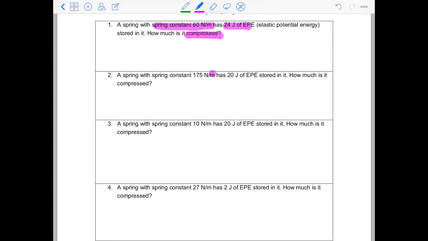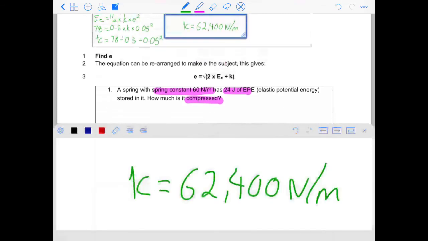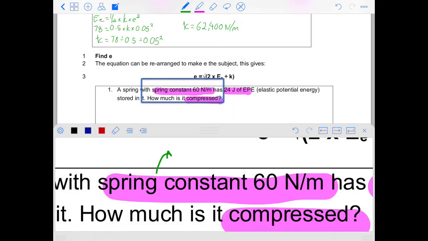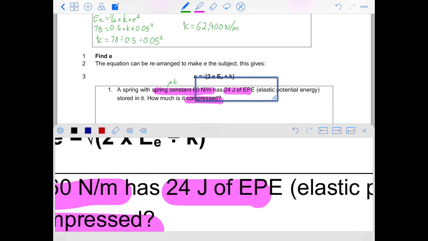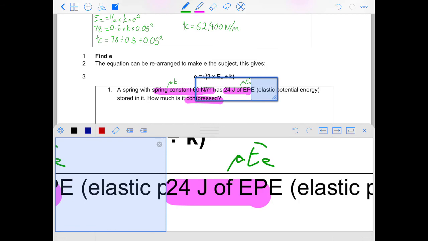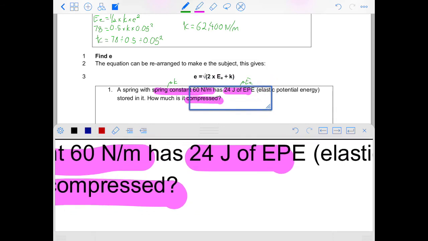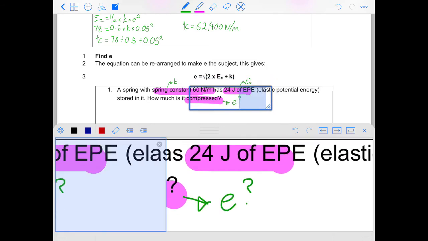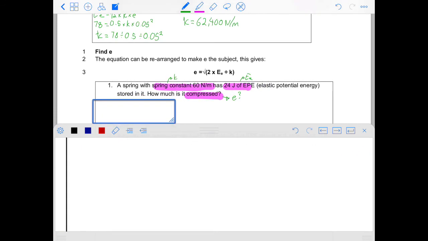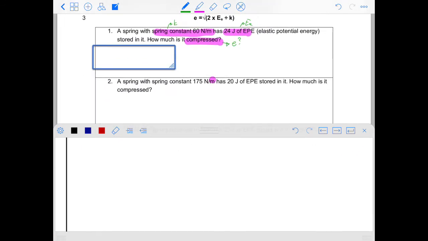How much is it compressed? So we know our spring constant. Spring constant we have is K. This is our elastic potential energy. How much is it compressed is our question. So our E, our extension, is what we don't know.